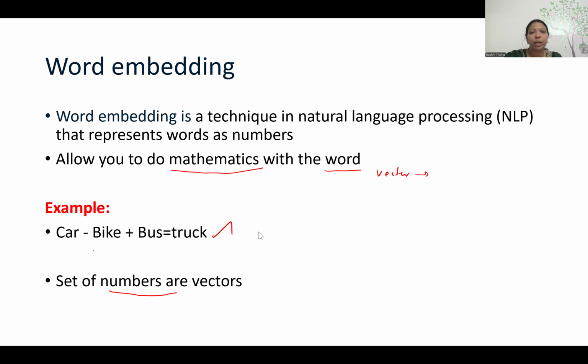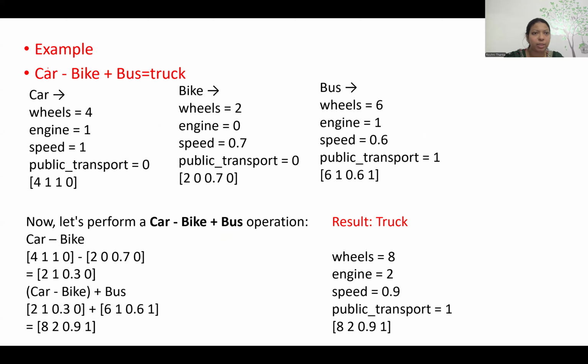Let's see an example. I have taken some words like car, bike, bus. When I do this mathematical operation, it is going to give a truck. So how does it happen? As I told you, for every word we will be assigning a vector. A vector is a set of numbers. How will we give this vector? We are going to take some of the features about the word car, and assign some numbers to it. So a set of numbers becomes a vector.